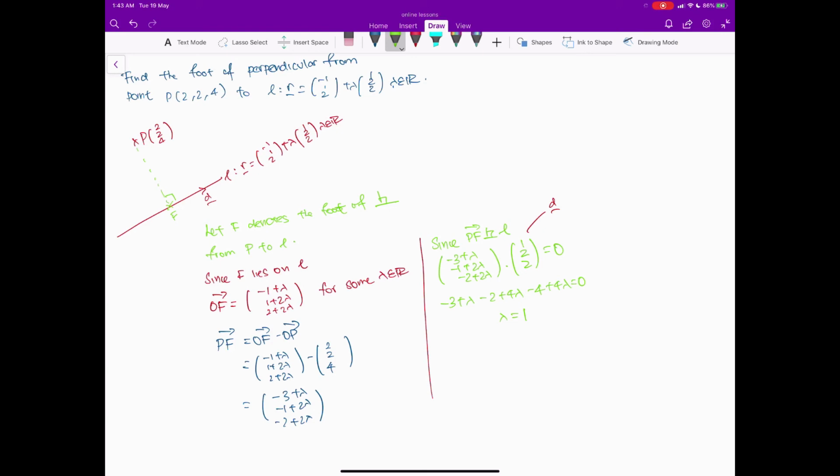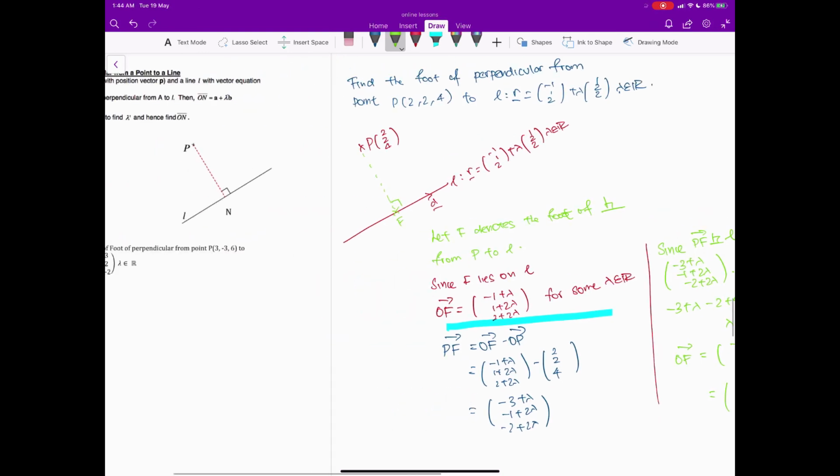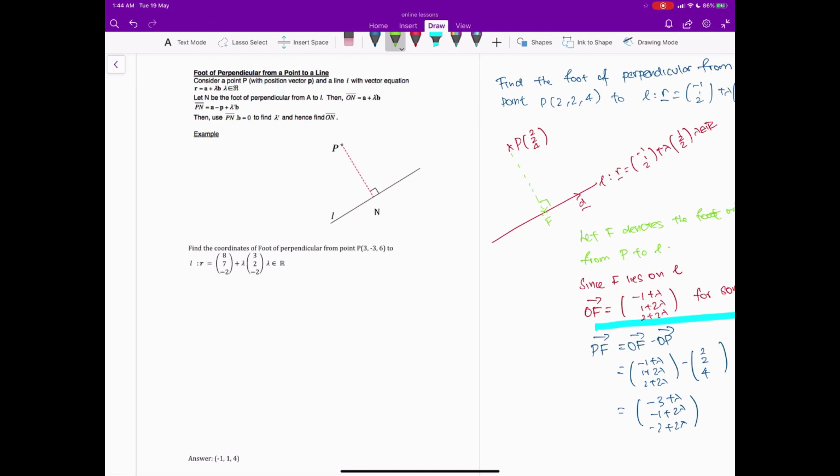With this, you have already found OF in terms of lambda over here. So I can quickly sub my lambda value back. OF will be equal to (-1 + lambda, 1 + 2 lambda, 2 + 2 lambda). Because I know my lambda value, which is 1, I can quickly derive OF to be equal to (0, 3, 4). With this understanding, you can actually try the example over here, where I have given you a different point and a different line. You should be able to derive the foot of perpendicular to be (-1, 1, 4).